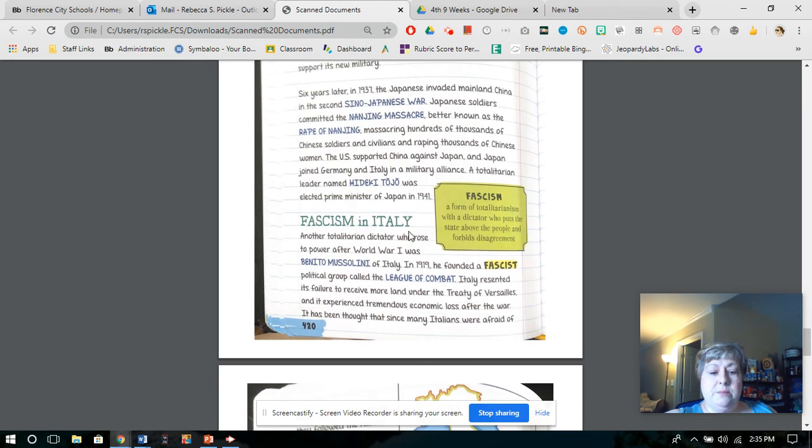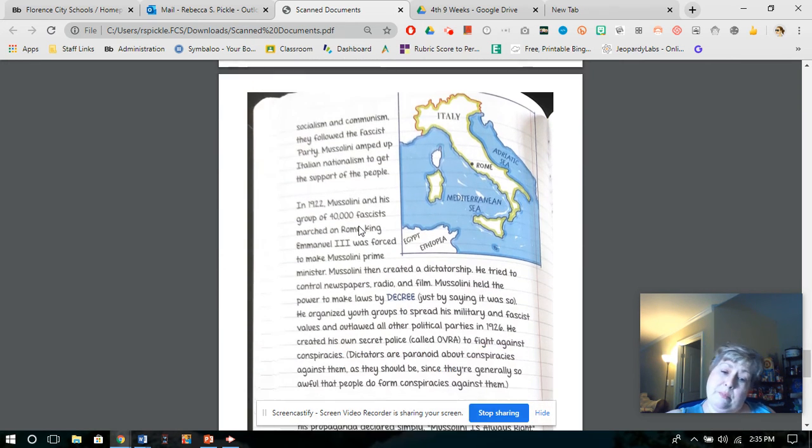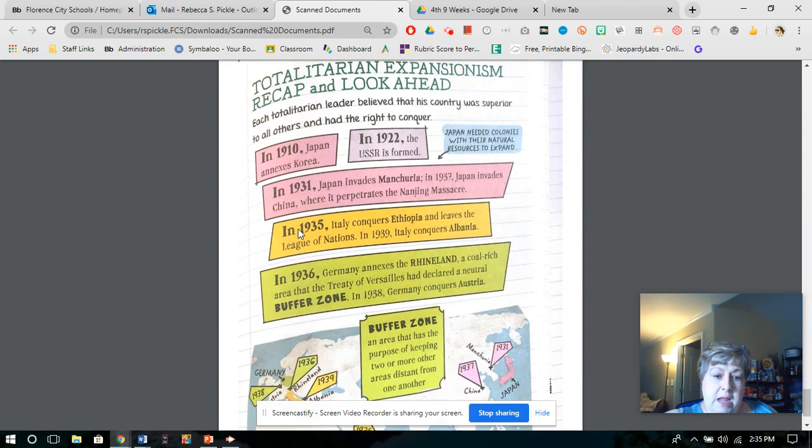We'll see fascism in Italy start with Benito Mussolini. And he will become Hitler's little puppet. Anything Hitler tells him to do, he'll do because he wants to be part of the big power. He'll get his own later too.